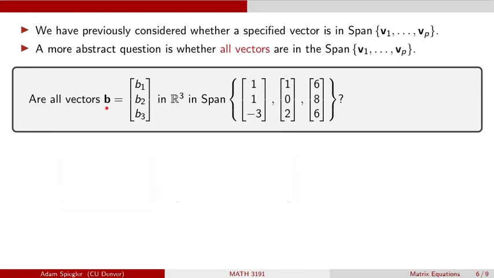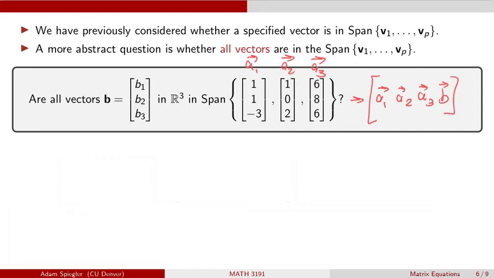So rather than pick a specific vector b, what we want to know is, given any vector b in R3, and we'll leave the coordinates for b as arbitrary, b1, b2, and b3, can that be written as a linear combination of these three vectors that I'll call a1, a2, and a3? And as we discussed just prior to this, this question is identical to saying, can we solve some linear system of equations with the corresponding augmented matrix?